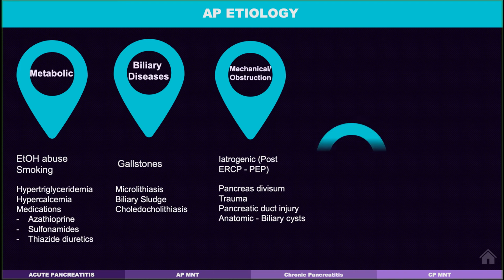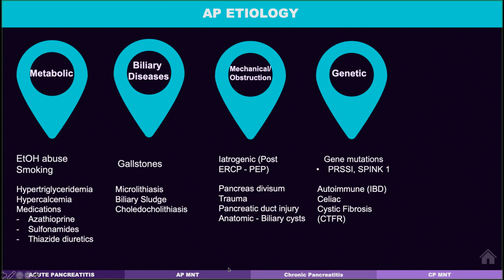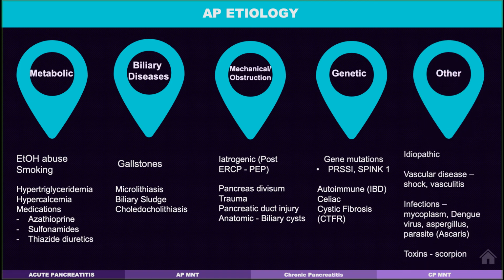The next one is pancreas divisum, and that's a congenital abnormality, and the result is the pancreatic juices are exiting the pancreas via an alternate duct, not the common bile duct. And what we've seen in those patients is that it's characterized by abdominal pain. The next is genetic, and the first gene mutations we see are PRSS1 and SPINK1, and SPINK1 is the trypsin inhibitor, which is also related to the SAPE hypothesis. We also see genetic mutations leading to acute pancreatitis in celiac and cystic fibrosis. Other etiologies include idiopathic, vascular disease, infections, parasites, and scorpions.